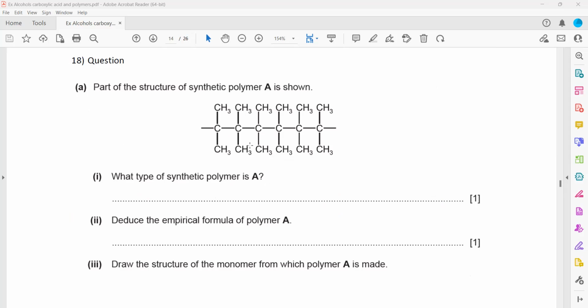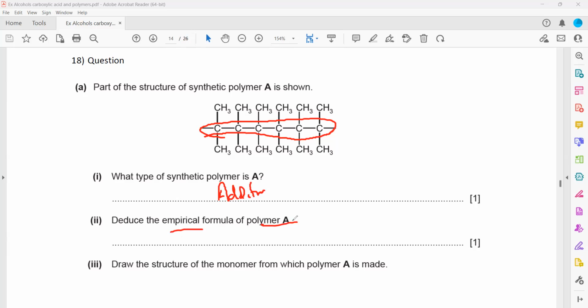Question 18. What type of synthetic polymer is A, addition or condensation? It is addition, because you can see a series of monomers being repeated. Good. So repeat units are there. A simple way to identify: a carbon-carbon link is there between all the molecules. It means it will be addition. So it is an addition polymer.